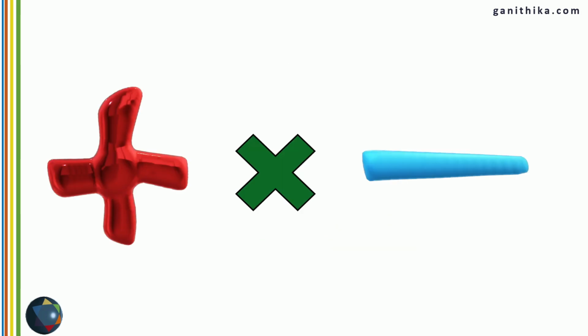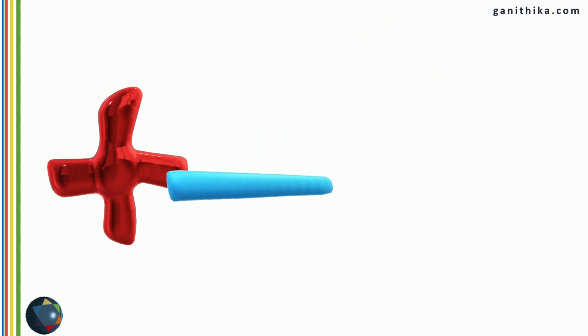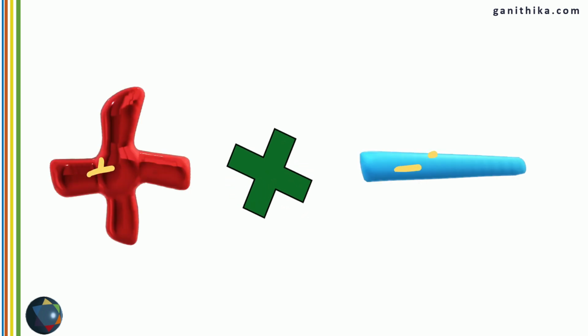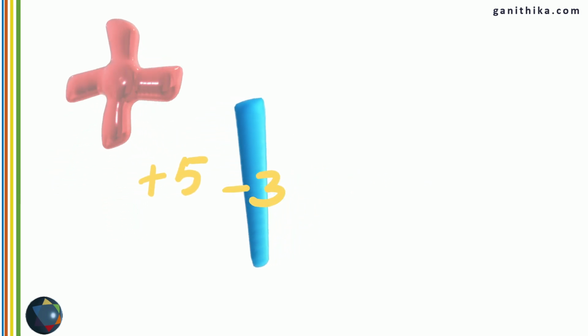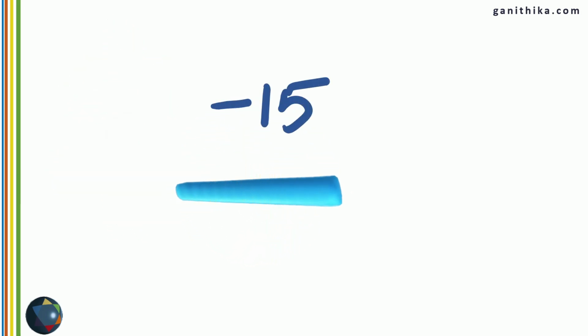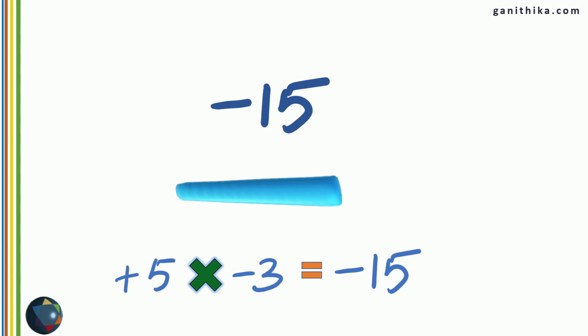Going further, positive multiplied by negative number. So in this case, you don't need to worry about which is bigger or which is smaller. As long as you have one positive and one negative number multiplied, the negative number overrules the positive number. The final answer is always going to be negative. So when you have a positive 5 multiplied by negative 3, the final answer is going to be a negative 15. Positive 5 multiplied by negative 3 is equal to negative 15 because both the signs are opposite in the numbers.